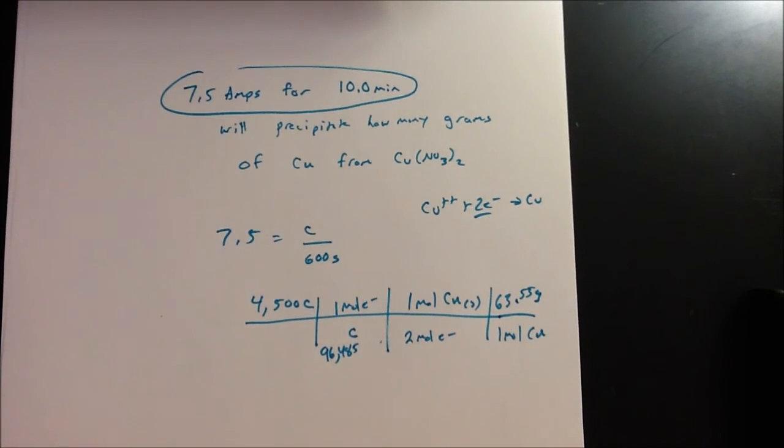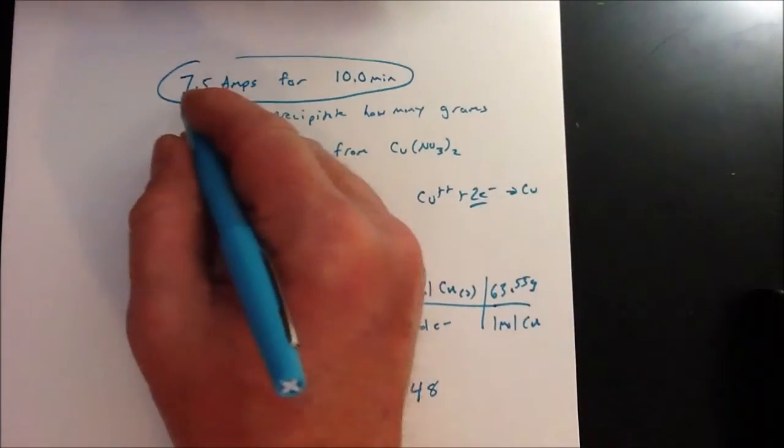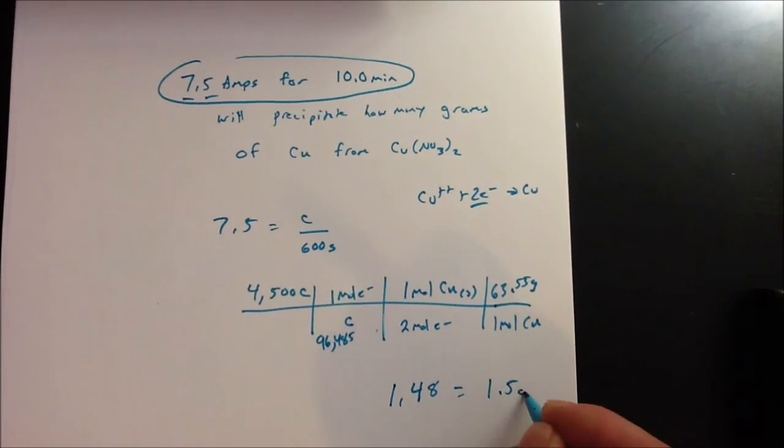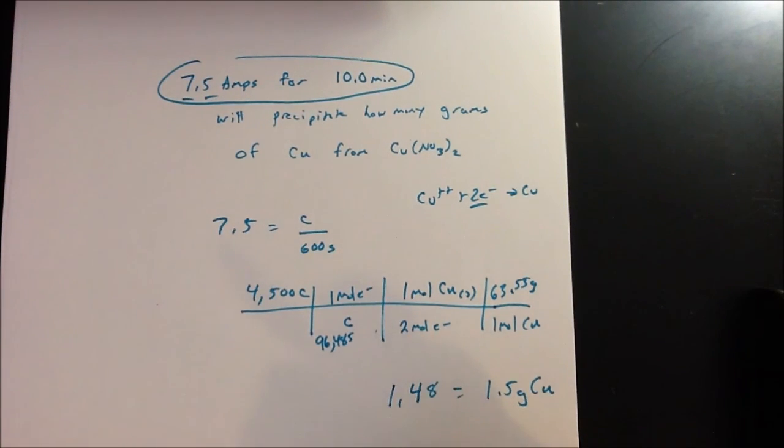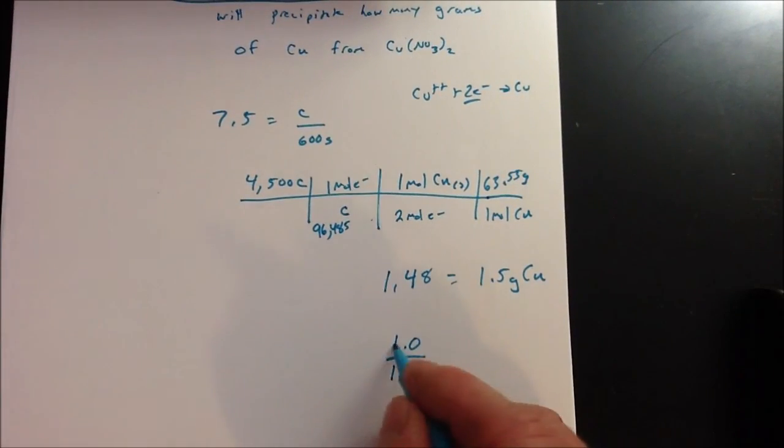So multiplying across the top, 4500 times 63.55, and then divide that by the quantity of 96,485 times 2, and I end up with 1.48. We're 2 sig figs here, so let's call that 1.5 grams of copper that we would theoretically precipitate. Again, you might do that lab and maybe not get 1.5, maybe you only get 1, so then you could do a percent yield. We got 1, we calculated theoretical yield of 1.5, and that's a 67% yield if we would have numbers like that from a lab.